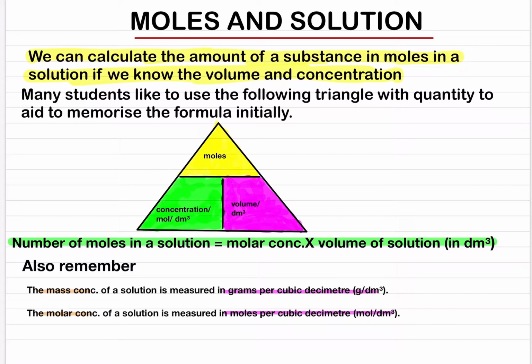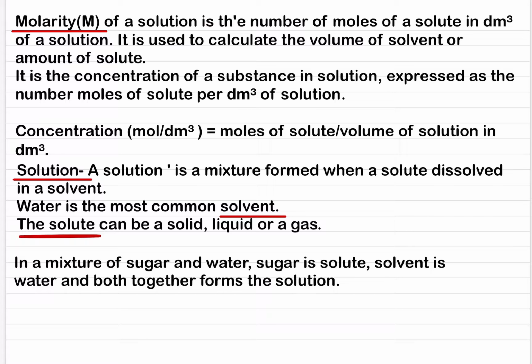Also remember, the mass concentration of a solution is measured in grams per cubic decimeter. The molar concentration of a solution is measured in moles per cubic decimeter. Molarity, M, capital M, of a solution is the number of moles of a solute in decimeter cube of a solution. It is used to calculate the volume of solvent or amount of solute. It is the concentration of a substance in solution expressed as the number of moles of solute per decimeter cube of solution.